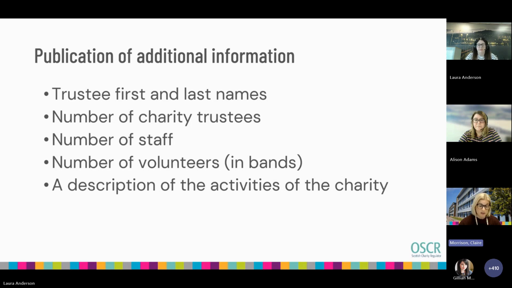And we're also using this opportunity to include some additional information on the Scottish Charity Register. And this is to aid transparency and allow the public to understand a little bit more about the charities that they're looking at. So the additional information that we will be publishing is the number of charity trustees, the number of staff members, and the number of volunteers, although the volunteer numbers are in bands, so 1 to 50, 50 to 100, etc.